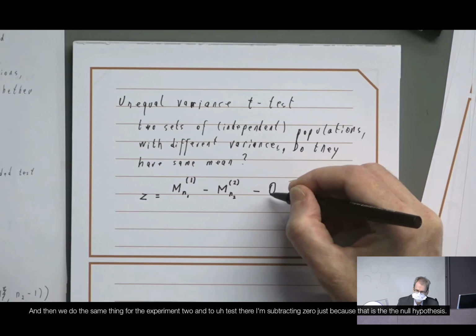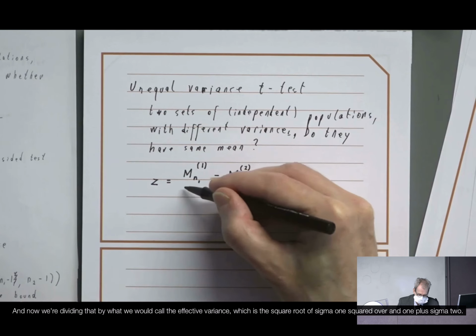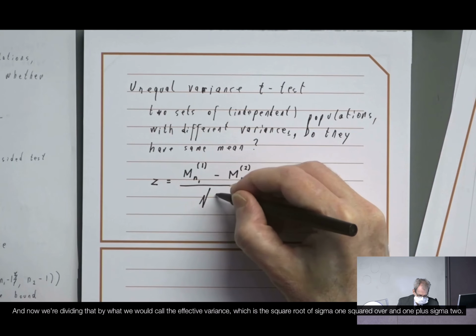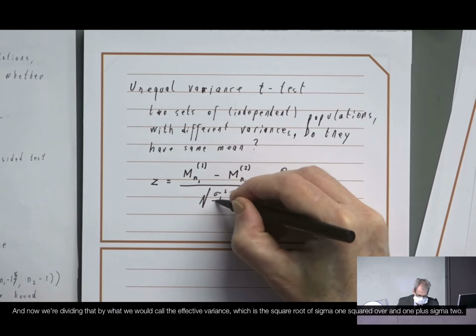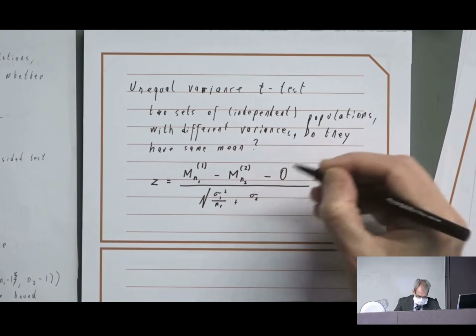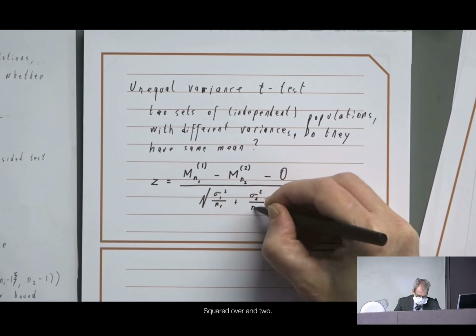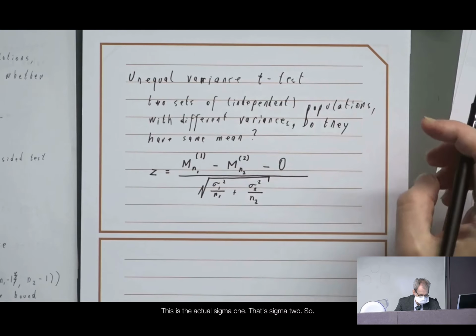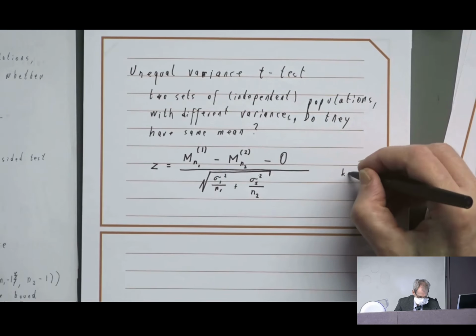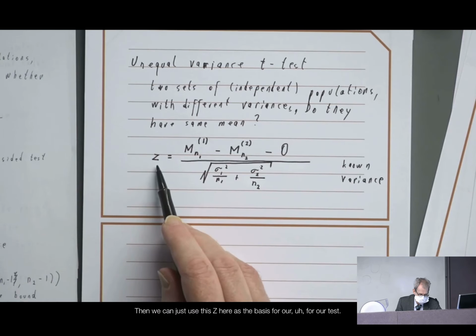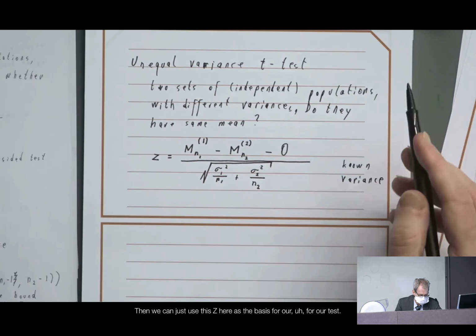I'm subtracting 0 just because that is the null hypothesis. And now we're dividing that by what we would call the effective variance, which is the square root of sigma 1 squared over n1 plus sigma 2 squared over n2. Sorry, correcting myself, this is for the case that we know the variances, right? This is the actual sigma 1 and sigma 2. So then we can just use this z here as the basis for our test.